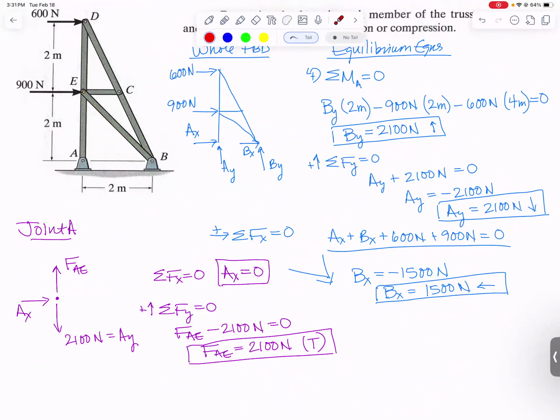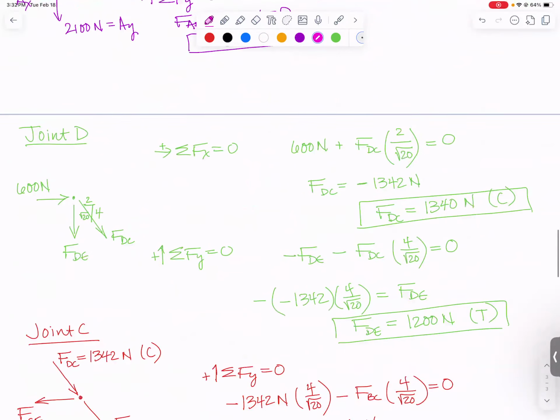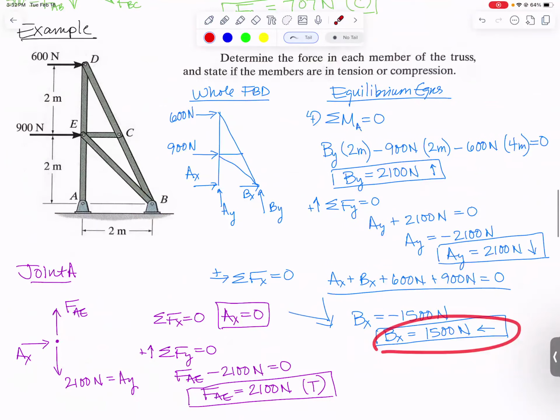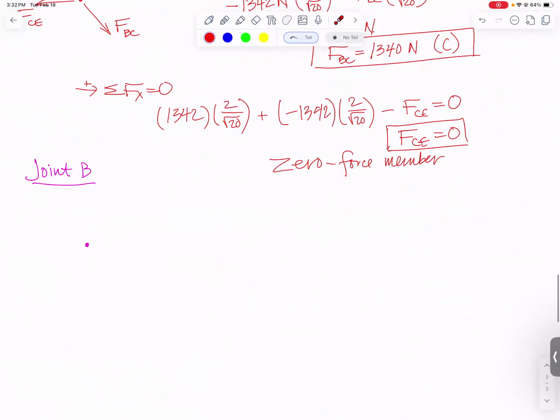Joint B looks like what? It's got a pin support there. Remember, B was pinned supported by the ground. So at B, I need to include those reaction forces, the 2100 newtons upward and the 1500 newtons to the left. So we draw on here BY, which is 2100 newtons upward. And we also need to draw on here BX, which is 1500 newtons left.